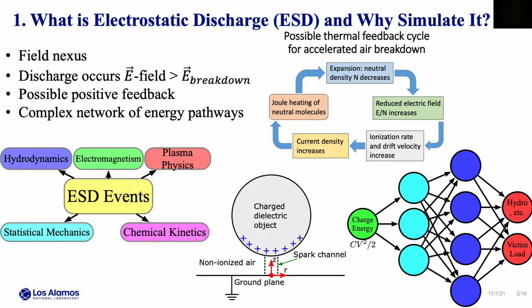This decreased density would lower spark resistance, which raises energy delivered to a modeled circuit component, a victim load. We seek by simulation to declutter the complex network of energy pathways and enumerate energy terminuses. In this work, we show that a significant amount of energy goes into the hydrodynamic energy terminus.